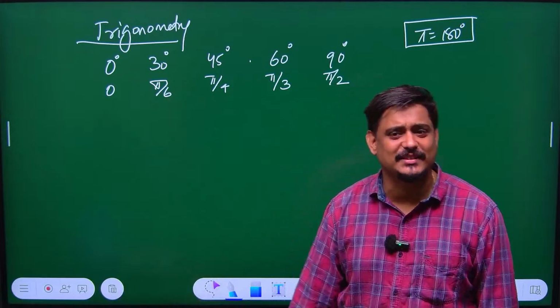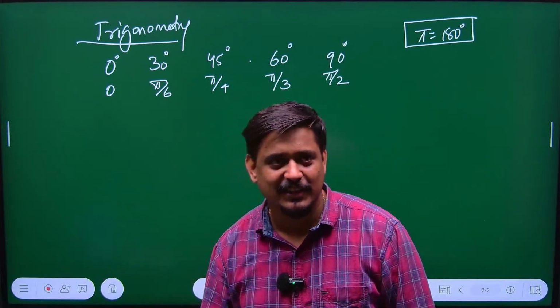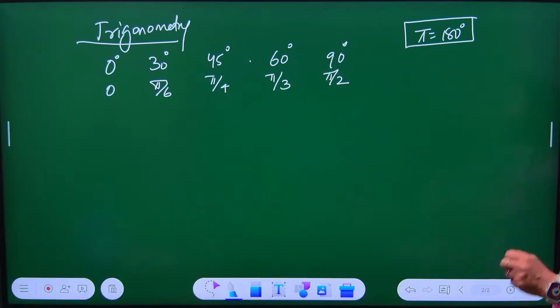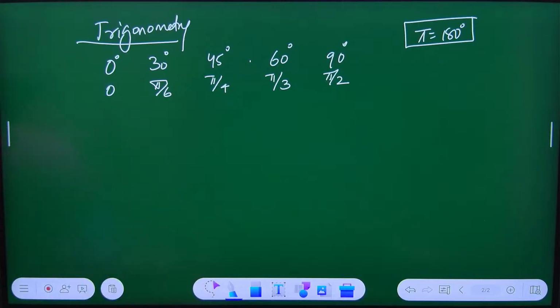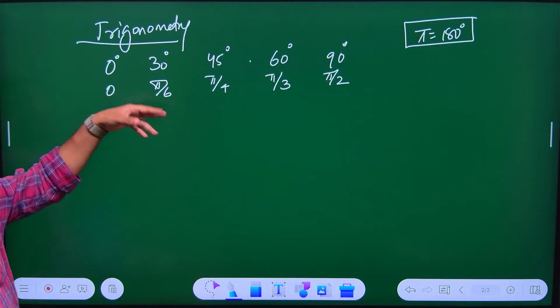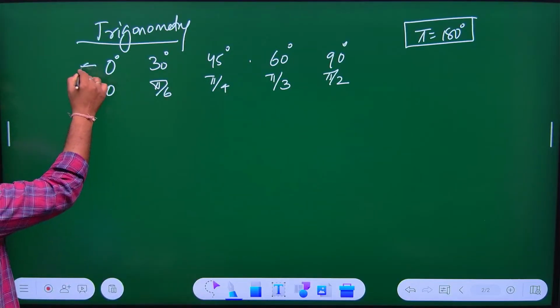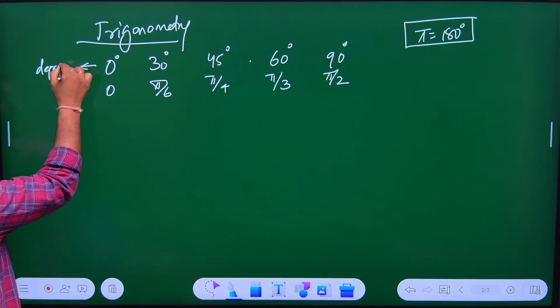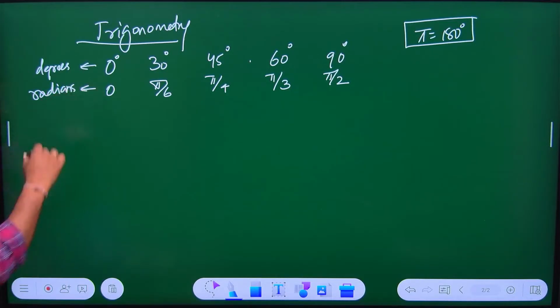In higher classes, they will not use sine 30, they will use sine pi by 6. They won't use sine 60, they will use sine pi by 3. So you should remember these angles in terms of radians. This is in terms of degrees and this is in terms of radians. I will give time for copying, no problem in that. Notes are secondary. First is understanding.